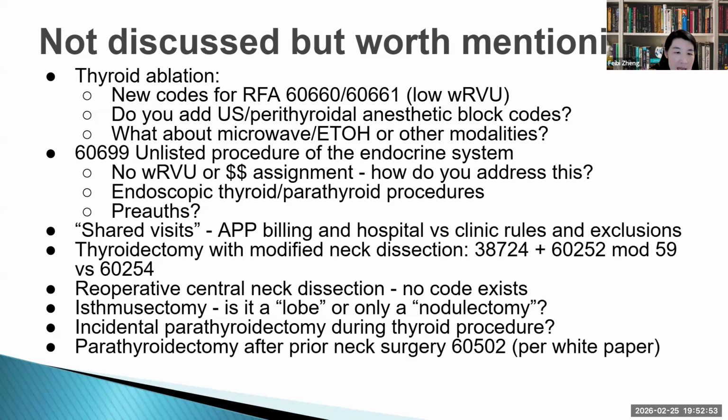And then we wanted to highlight some difficult codes where there isn't a great code and there are multiple ways to code for a procedure. One that we had considered putting in the coding guidelines, but ultimately didn't make it, was thyroidectomy with modified neck dissection. This is one where it could be coded multiple different ways. Reoperative central neck dissection is also one where a great code does not exist. And then isthmusectomy: is it a lobe? Is it just a nodulectomy? That is also an area where there's a lot of ambiguity.